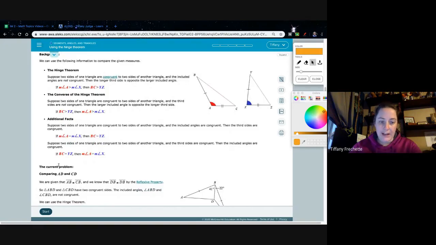All right, additional fact. Suppose that two sides of one triangle are congruent to two sides of another triangle, and the included angles are congruent. Then the third sides are congruent. So if the angles are congruent, and again, go back to my hands.